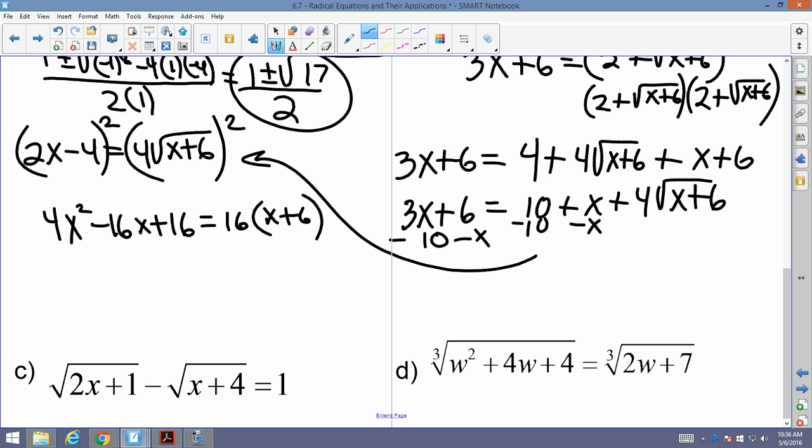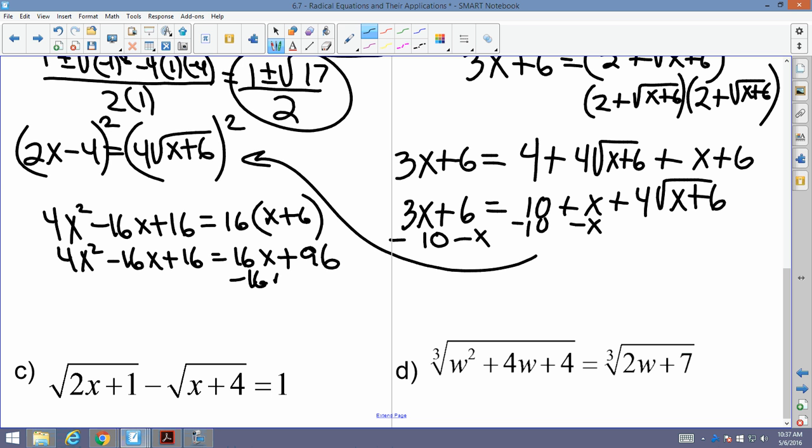Guys, are you seeing how insane this problem is? I hope you guys are keeping up because I'm going to put a lot of these on the quiz and a lot of these on the test. Well, you guys are juniors. We're almost at the end of the year. You're going to be seniors next year. You're worth it. You can do it. I believe in you. So now, I've got 4x squared minus 16x plus 16 equals 16x plus 96.